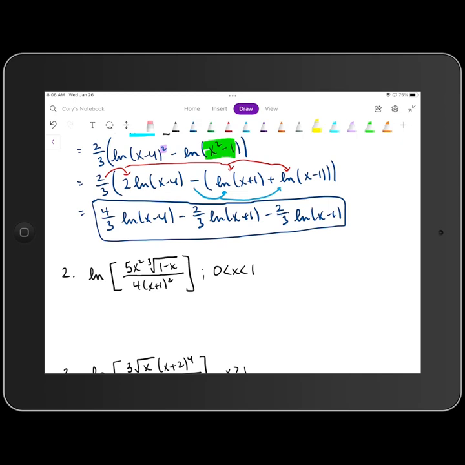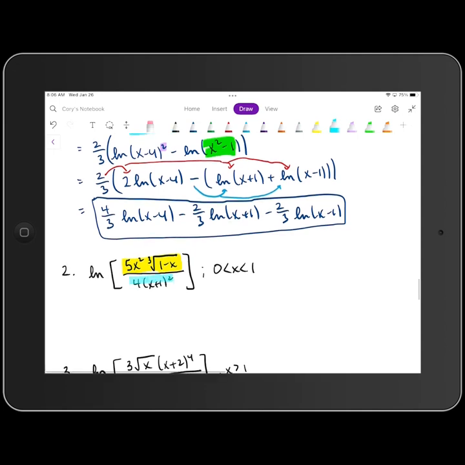Okay, so once again, we want to take this single logarithm and expand it into multiple logs. Again, we're taking the natural log of a quotient. So I want to take the natural log of each of the factors in the numerator and add them together. And then we're going to subtract the natural log of each of the factors in the denominator.